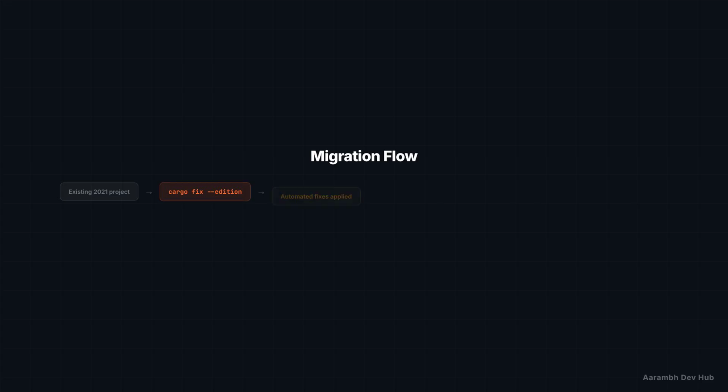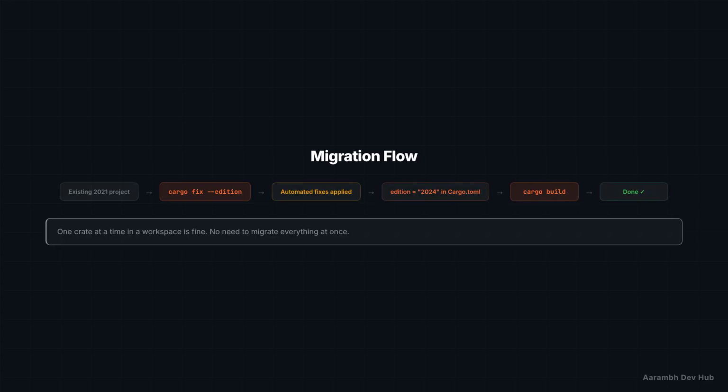When you create a new project in 2026, your Cargo.toml defaults to edition equals 2024. If you have an existing project on edition equals 2021, it stays on 2021 until you upgrade. The important thing is that a library compiled on edition 2021 and a library compiled on edition 2024 can depend on each other with zero issues.